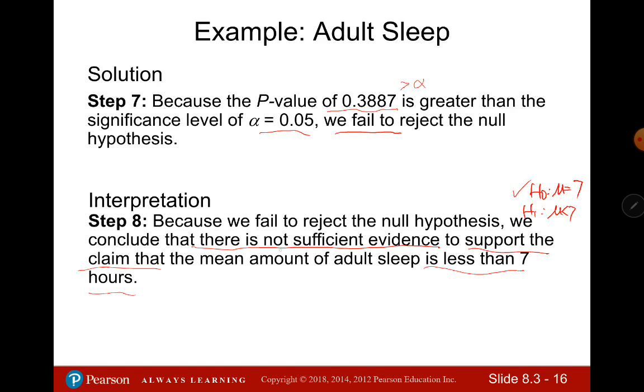We will conclude no significant evidence to support the claim. We will say this claim is still correct. So we do not have sufficient evidence to support the alternative. Alternative here is the original claim, less than. So no sufficient evidence to support this alternative, less than 7 hours, because we failed to reject the null.